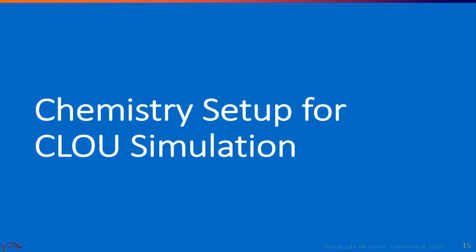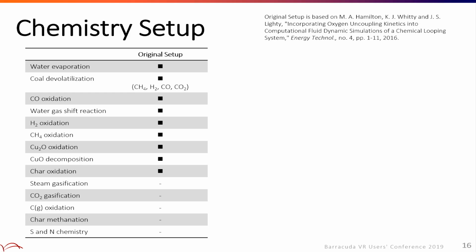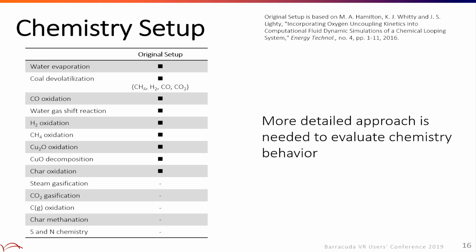So let's go back to the CLUE system, chemical looping combustion. As part of the DOE project, we want to improve our chemistry again. We initially started with the previous setup, which was developed by the University of Utah, in which they used a relatively simple approach. Coal is devolatilized into only 4 species: methane, hydrogen, CO, and CO2. Gas phase reactions occur, and metal oxide reactions, and then char oxidation. Char is also assumed to be made of just carbon, when, again, it can have other material. So a more detailed approach is needed.